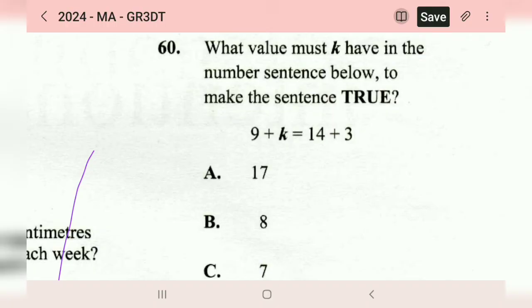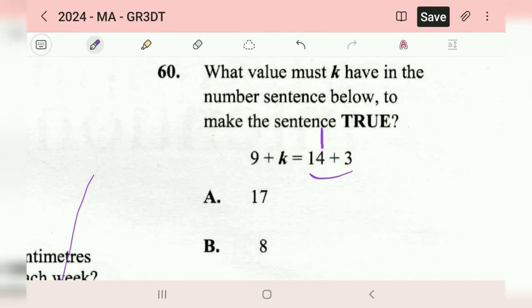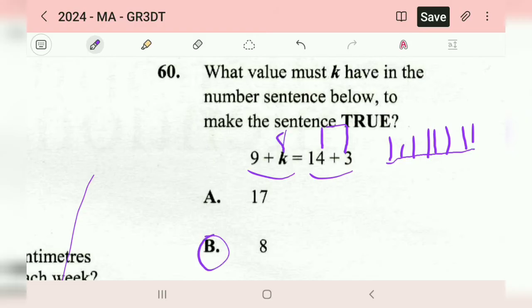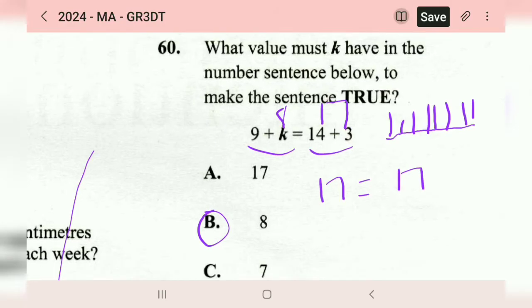Let's go. What value must K have in the number sentence below to make the sentence true? So let's do this side first. 14 and 3 is 17. So K needs to make the other side 17. 9 plus what gives you 17? 9, 10, 11, 12, 13, 14, 15, 16, 17. That's 8. K must be 8. 9 and 8 is 17. 17 equals 17.